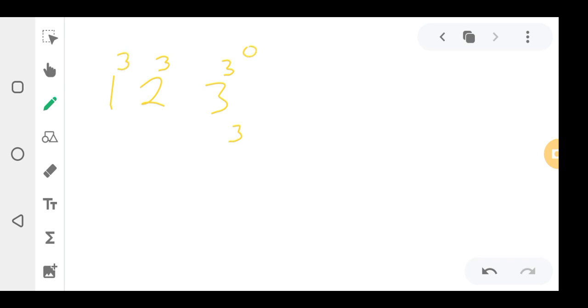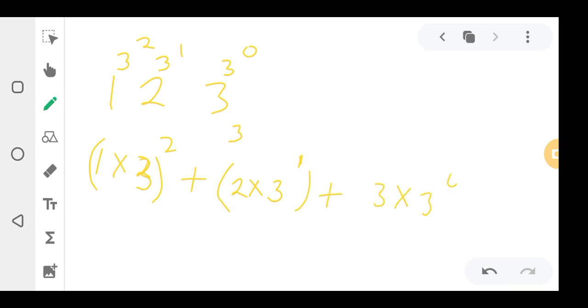And then here it is 0, 1, 2. So it will be 1 times 3 to the power 2, plus 2 times 3 to the power 1, plus 3 times 3 to the power 0. So 1 times 3 to the power 2 means 3 multiplied twice, so 3 times 3, which is 9. Don't say 6, no. 3 to the power 2 means 3 times 3. If it is 4 to the power 2, it means 4 times 4, which is 16, not 4 times 2.